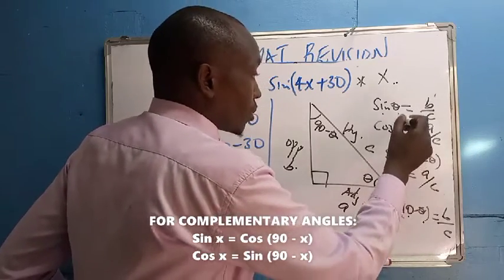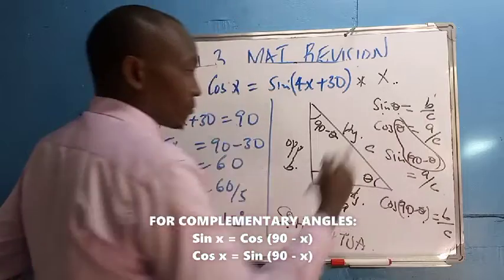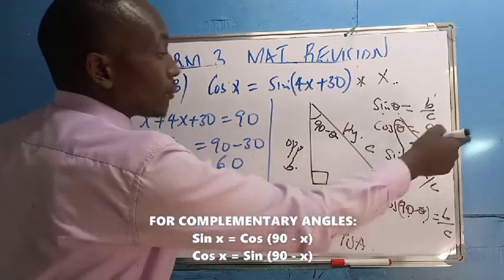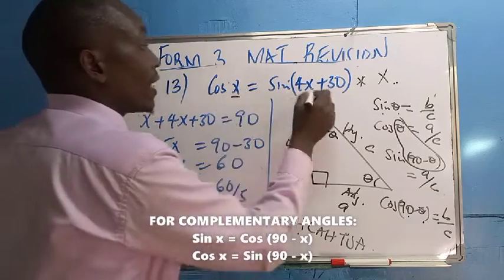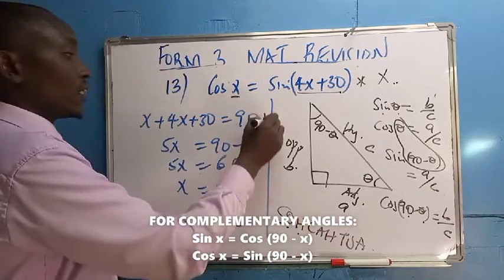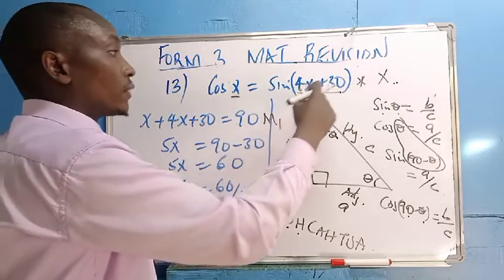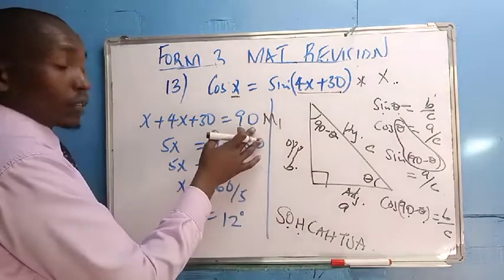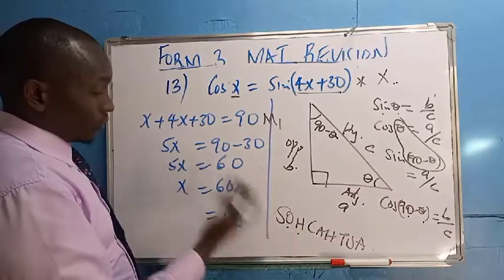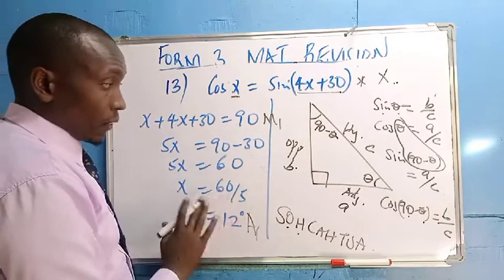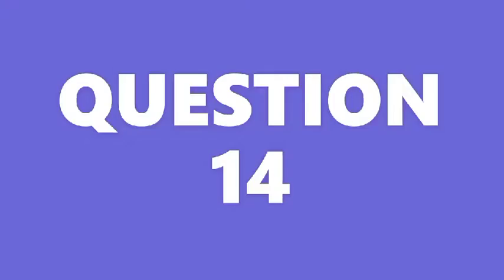So if these two angles are complementary, if I have to equate them, that means they will add up to 90. Whatever the angle is here, and this one will give me 90. And that's where the student scores the first mark. x plus 4x plus 30 equals 90. Then with that, solve for x and get the answer. That is as simple as it is, 2 marks.